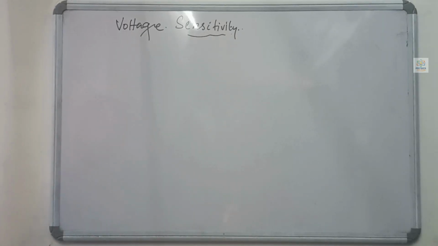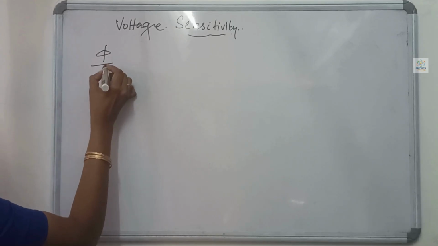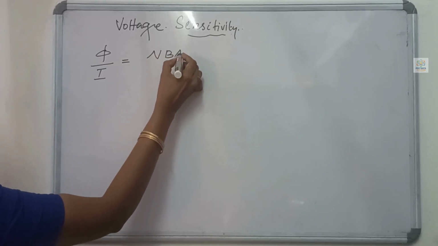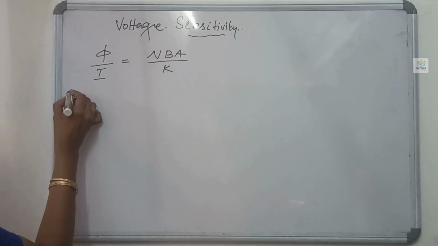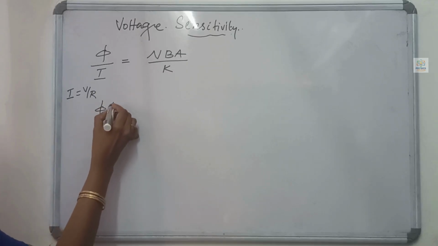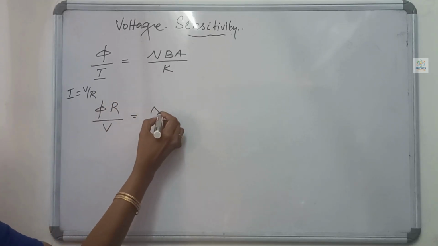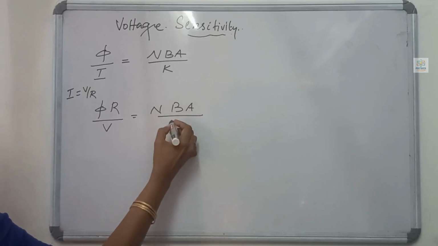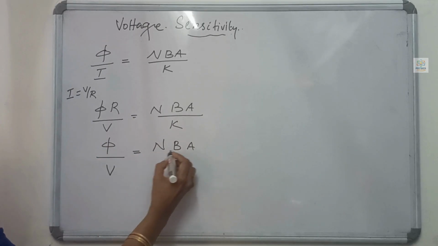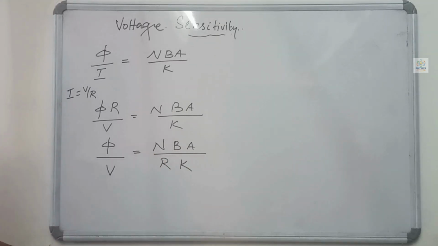Voltage sensitivity. So current sensitivity, you know this equation, phi by I is equal to N B A by K. By Ohm's law, you know the equation, I is equal to V by R. So we can write phi into R by V is equal to N B A by K. From this equation, we can write phi by V is equal to N B A by R into K. So voltage sensitivity means deflection produced per unit voltage.